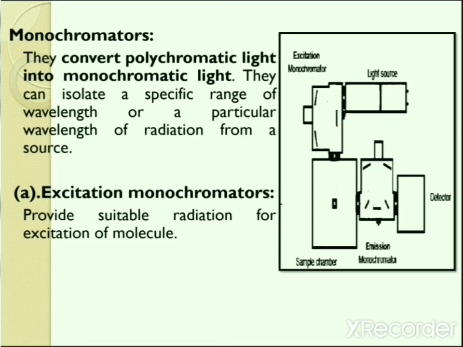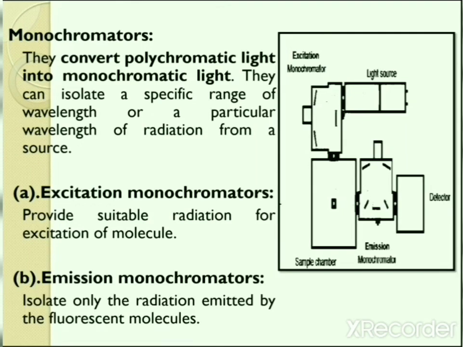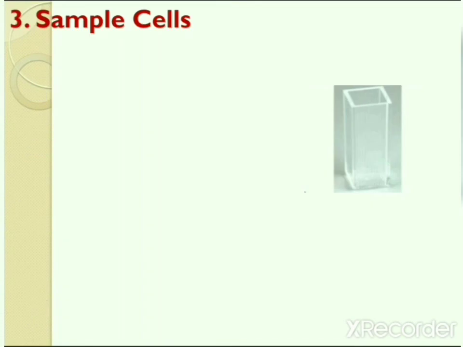In this case, only one wavelength can pass at one time. This monochromator produces excitation wavelength. When this excitation wavelength is incident upon the sample, sample produces luminescence. Luminescence contains many wavelengths. Emission monochromator allows only one emission wavelength at one time to pass through it. It isolates the radiation emitted by the fluorescent molecules. Next part used in fluorimeter is sample cell.